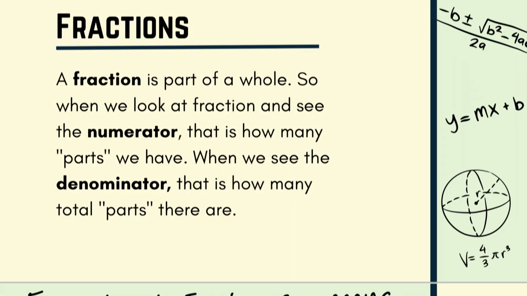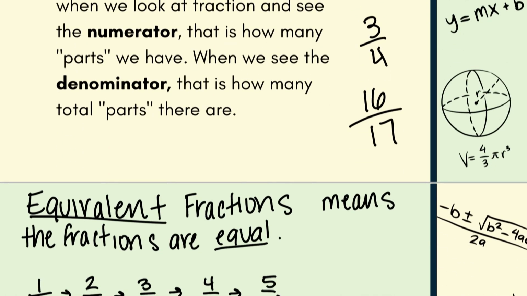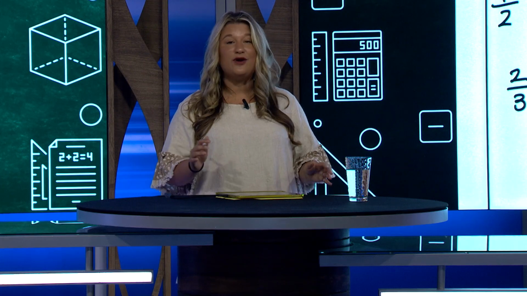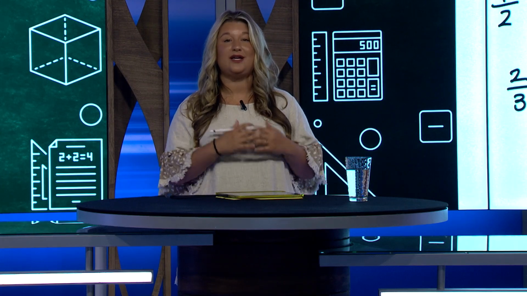We have a numerator and a denominator. We all know that. So we have 1/2, we have 3/4, we have 16/17. All of the fractions can usually be reduced, and when we start getting operations, that's when people start freaking out. Equivalent fractions mean that the fractions are equal.